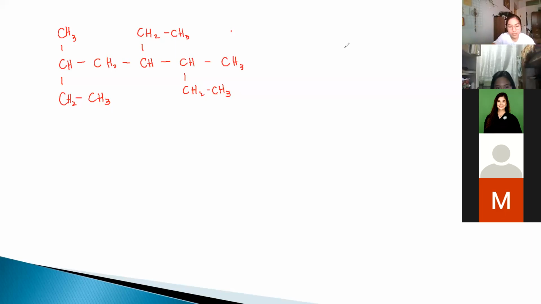Lana, sige, let's count. First step, let's count the longest chain. This is what I will do. I'll start first with the straight chain: 1, 2, 3, 4, 5. I only have 5 carbons if I go straight. How about if liliko ako? 1, 2, 3, 4, 5, 6. I have 6 carbons here.